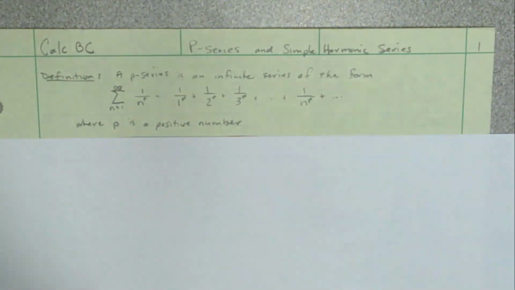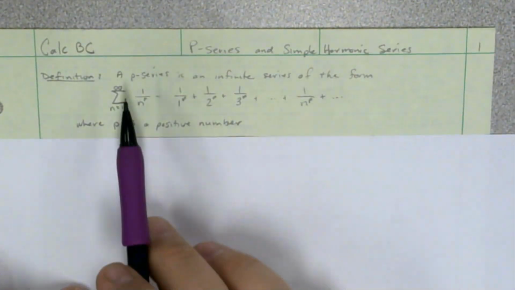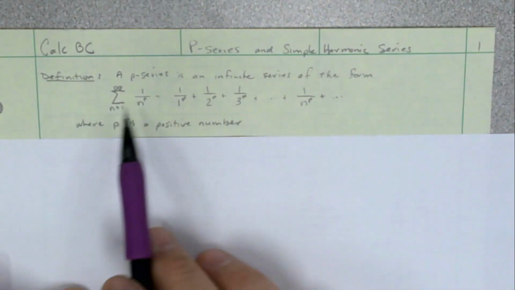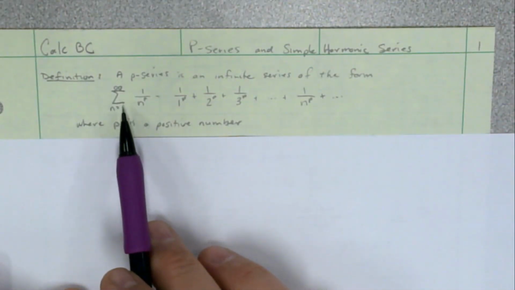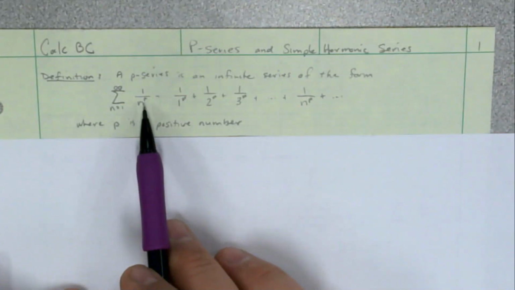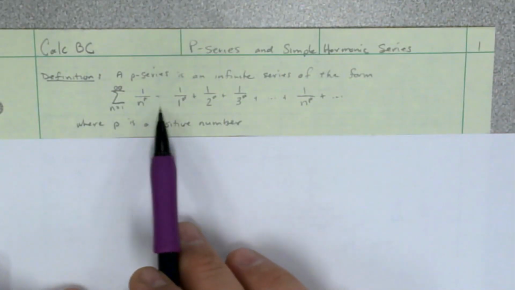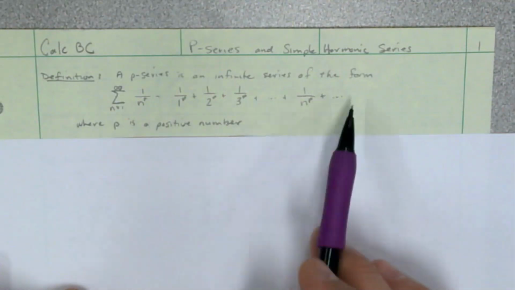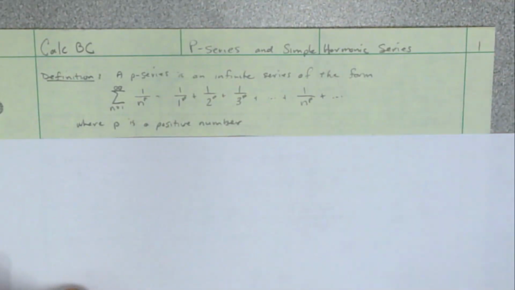Okay, so this is going to be a video on the P-series and simple harmonic series. We're going to start off with a definition of what a P-series is. Very simply put, the P-series is an infinite series of this form right here, where I have the summation of 1 to infinity of 1 over n to the P power. So it looks just like that right there. P is a positive number. Okay?